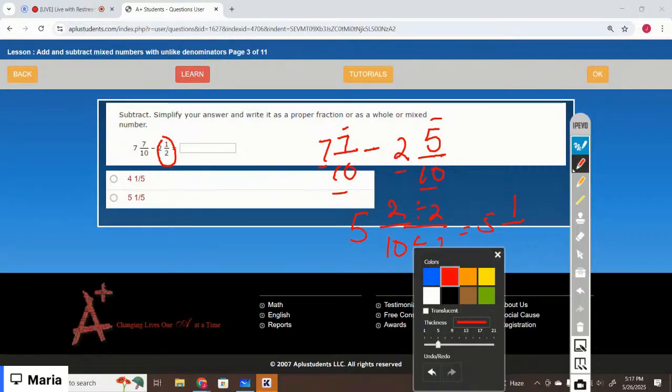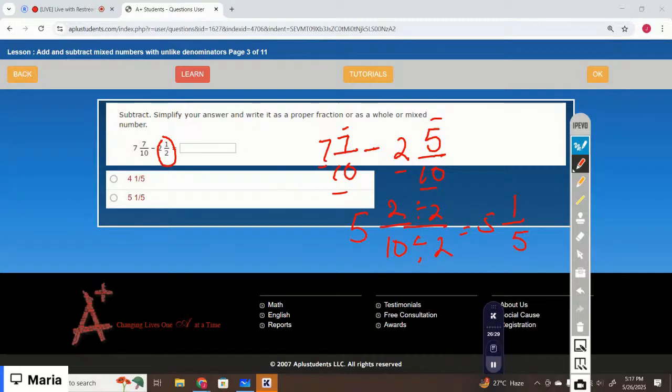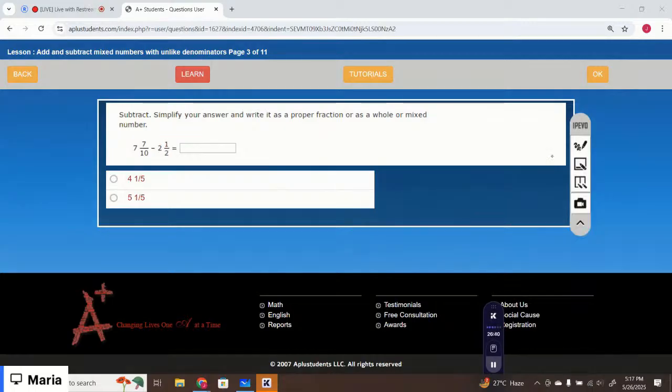Option number 2 is the correct option. That is 5 whole 1 over 5. Option number 2 is the correct option.